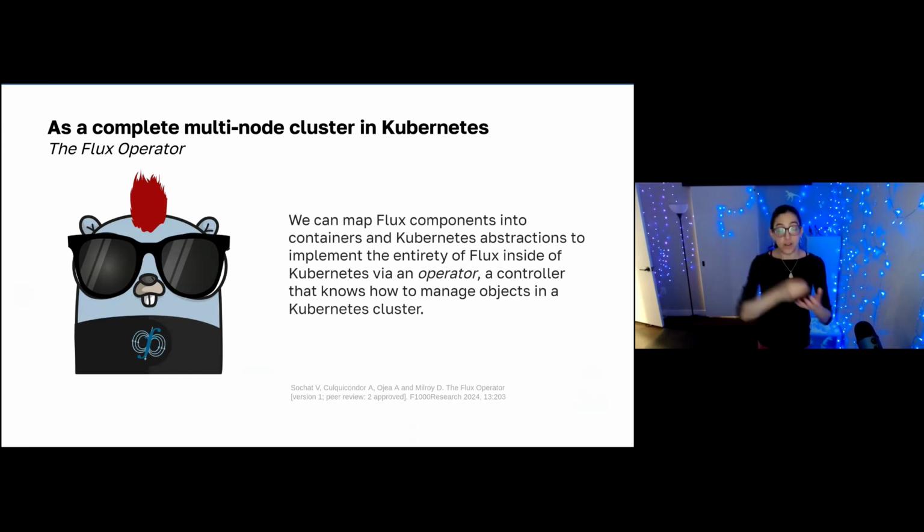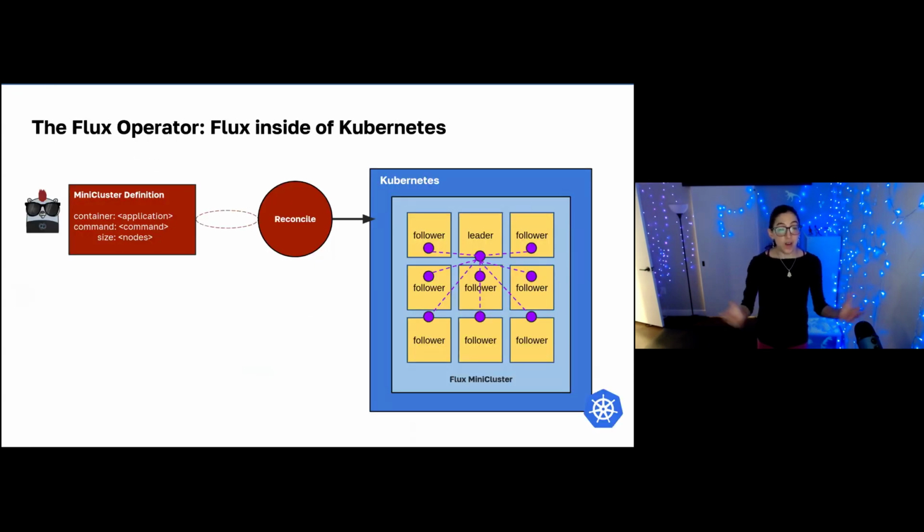So for example, if your cluster is going to scale up and down in size, your operator endpoint for scale knows how to handle that. So here's what it looks like. You start with a CRD, a custom resource definition. You say, I want this container and this command, and I want this size. Your container does not need to have Flux in it. Flux will be added on the fly via a view.